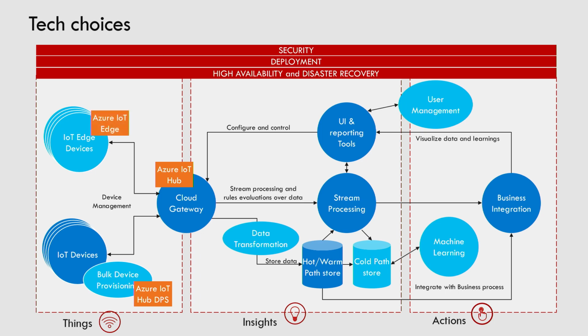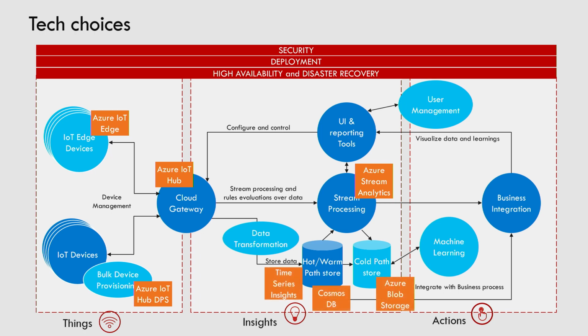IoT Edge is the recommendation for the edge solutions. Azure Stream Analytics for rules processing. If you want to do a simple rule processing, you can probably get away with Azure Functions, but Azure Stream Analytics provides you a comprehensive rule processing that you can use for any of the IoT scenarios.